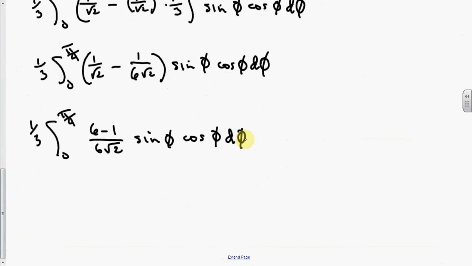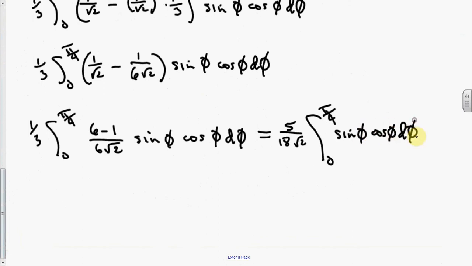Thank God for algebra, right? Boy, I tell you, that algebra is so important. So I have a 5, and then downstairs I have a 3 times that 6. That's 18 times the square root of 2 times the integral from 0 to pi over 4 of sine phi cosine phi d phi.